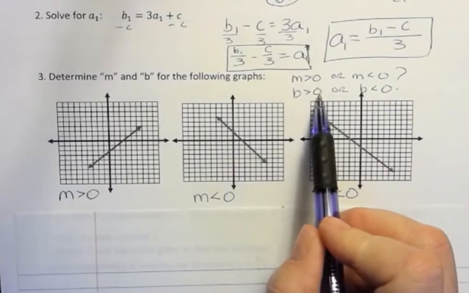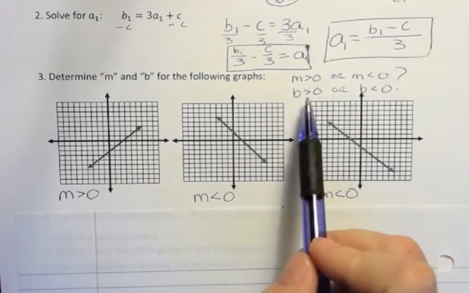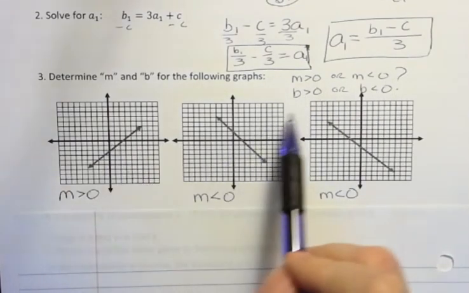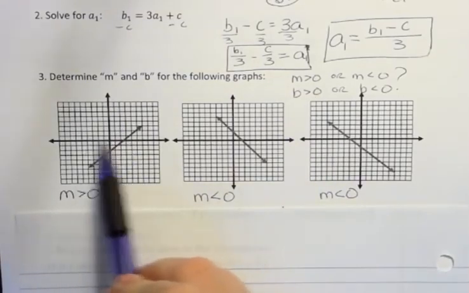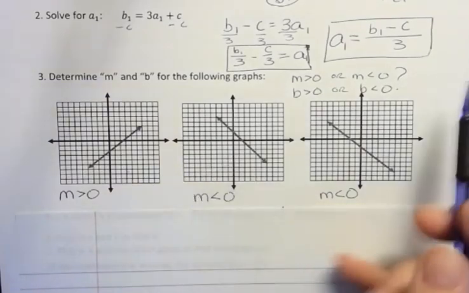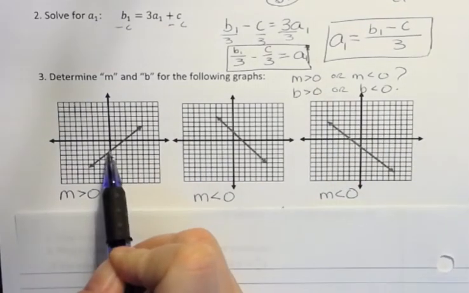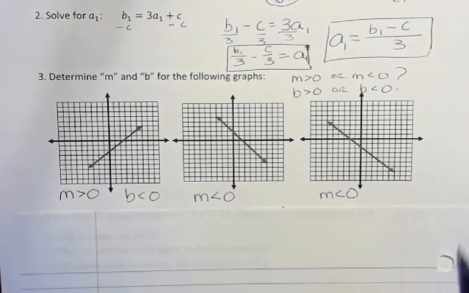B is the Y-intercept, or in other words, where does it cross the Y-axis? Is it greater than 0, above the x-axis, or is it less than 0, which is below the x-axis? Well, here our Y-intercept is right here, and that is definitely below, in the negative values. So B is negative, so it's less than 0.